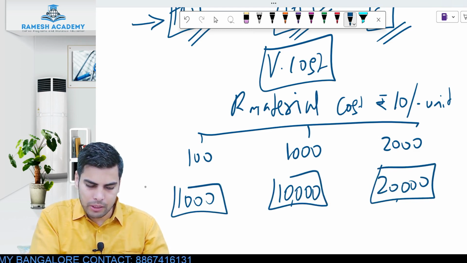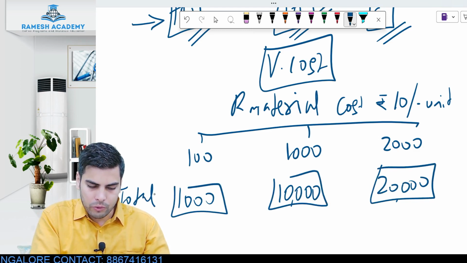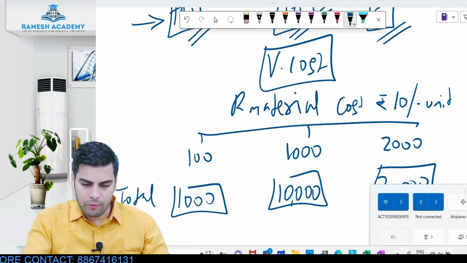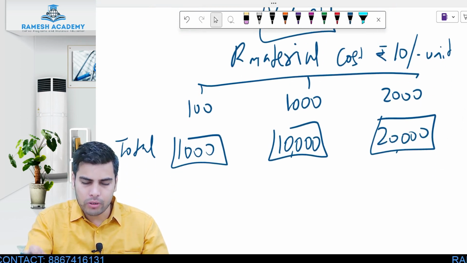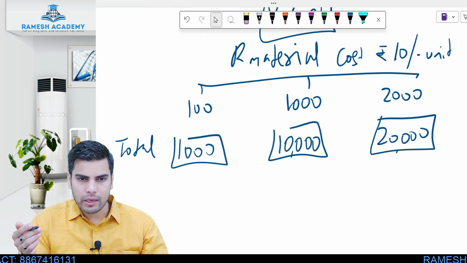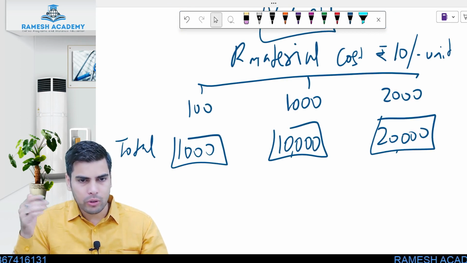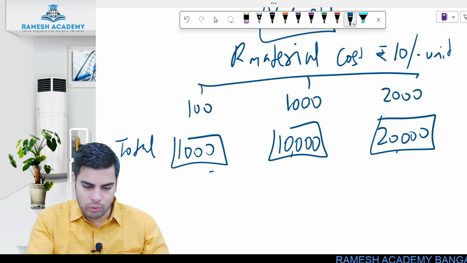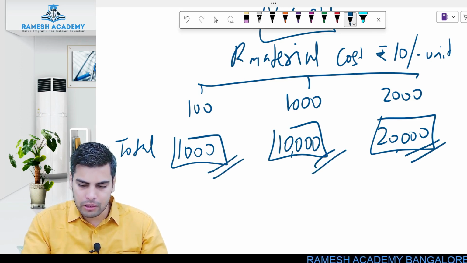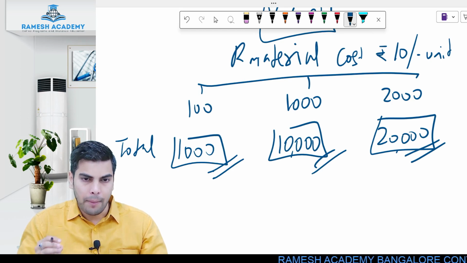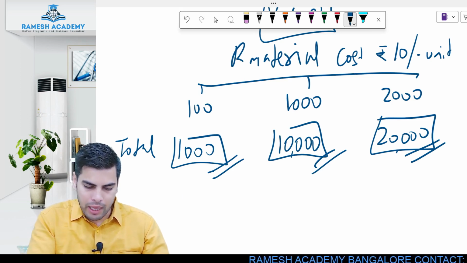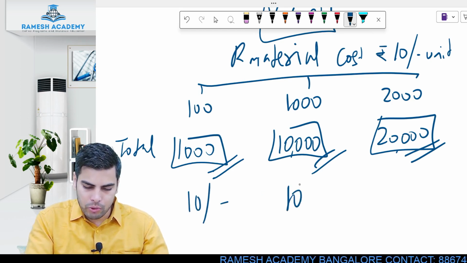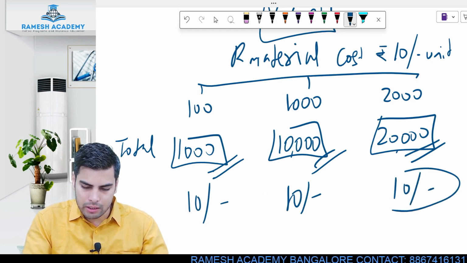So what is happening to the total? If you see, it is varying. With the increase in the level of output, the variable cost is also increasing. So higher the output, higher would be the variable cost. In total, it is varying. From 1000 it became 10,000, from 10,000 it became 20,000. But per unit, if you calculate everywhere, don't you think it is 10 rupees per unit, 10 rupees per unit, and even here it is 10 rupees per unit?